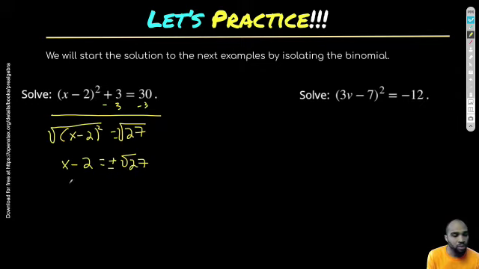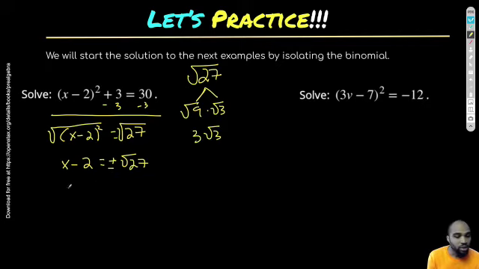Square root of 27, I know there's a perfect square in there. So square root of 9 times the square root of 3. So that leaves me 3 square root of 3. So I just wanted to go ahead and get that out of the way.